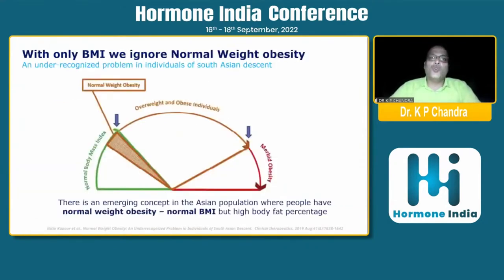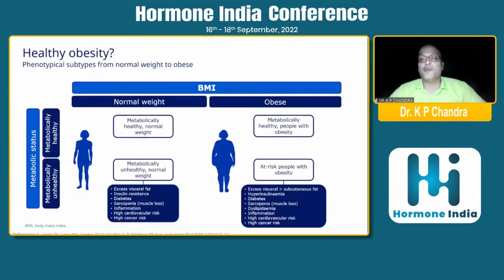But with only BMI, we may ignore many people who have normal weight and are obese, because in them the percentage of fat may be more. So BMI usually under-recognizes the problem of obesity in the South Asian population. And there is an emerging concept of patients of normal weight with obesity, or normal BMI with obesity, who have a higher fat percentage. Thus, when you think about normal weight persons, a reasonable number of them may have obesity, and that is why we call them obese people with a normal BMI.